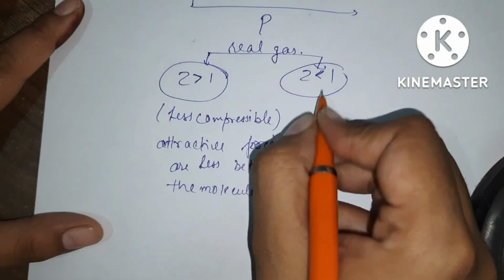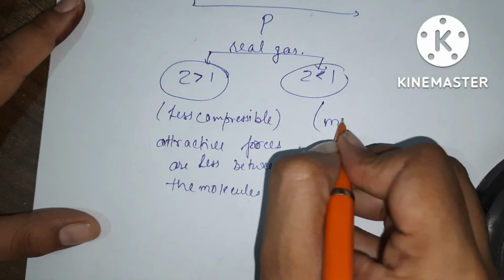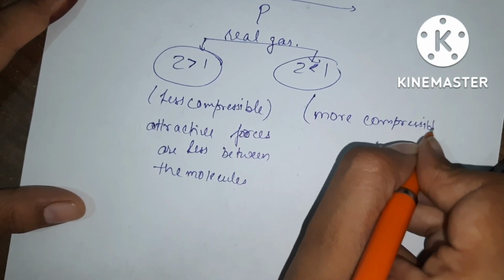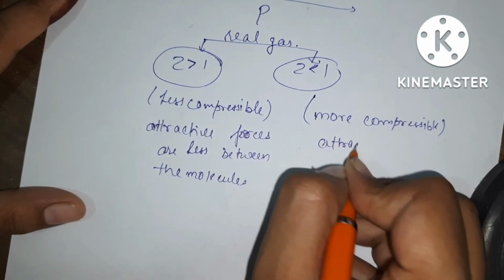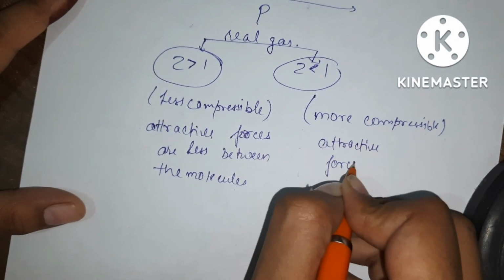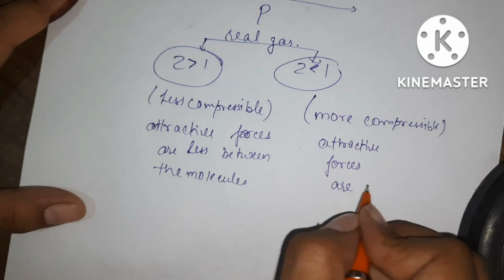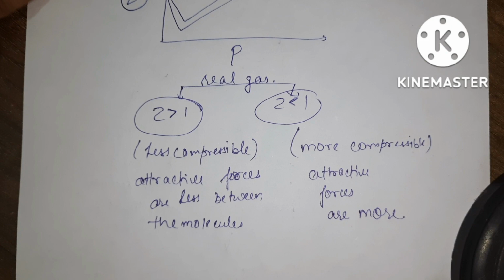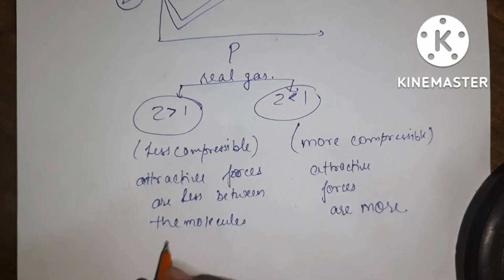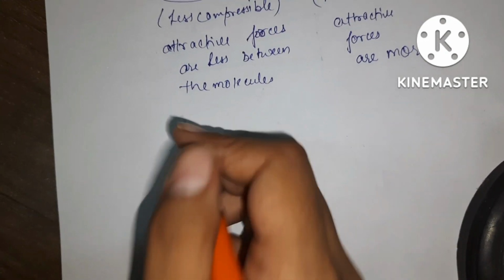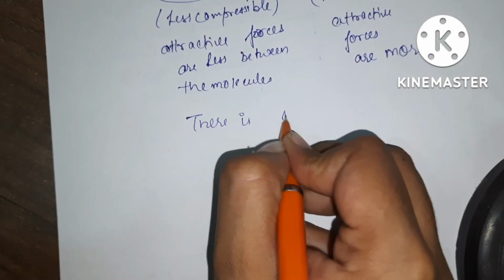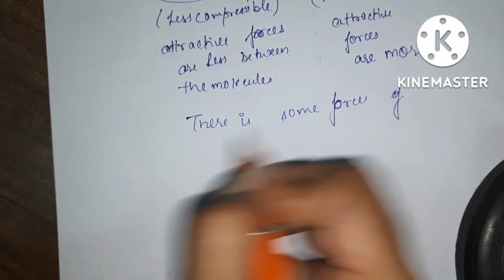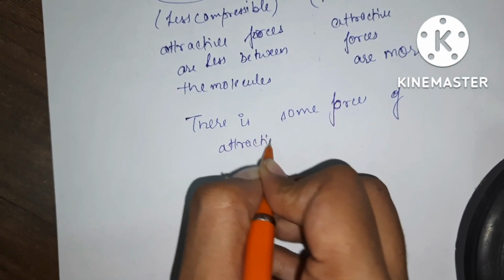Now, Z less than 1 means more compressible, because attractive forces are more. So how can we say that there is no force of attraction between the gas molecules? There is some force of attraction between the gas molecules.